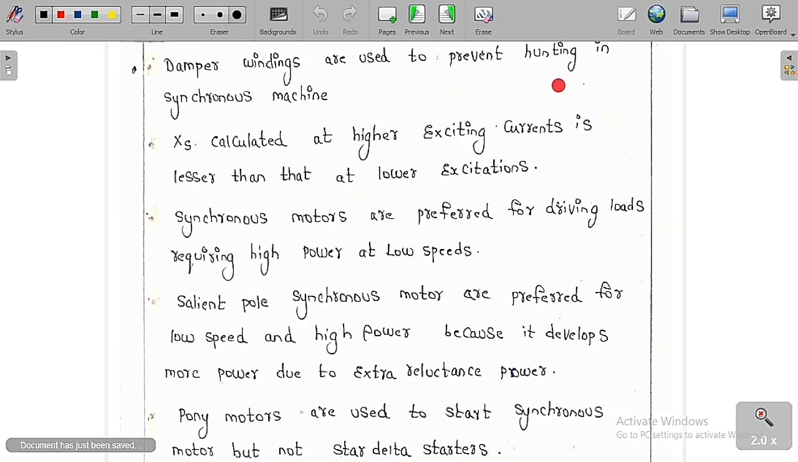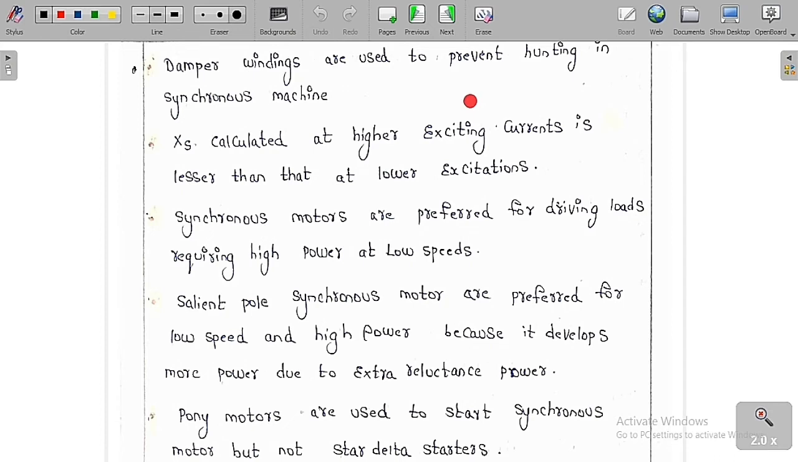Damper windings are used to prevent hunting in a synchronous machine. Hunting means, whenever there is a sudden change in load, either an increase or a decrease in load, the synchronous motor fluctuates from its synchronous speed. Rotor speed can be less than NS, or rotor speed can be greater than NS. So the machine is going to hunt for a new stable point. That is called hunting. So damper windings are used to prevent hunting in a synchronous machine.